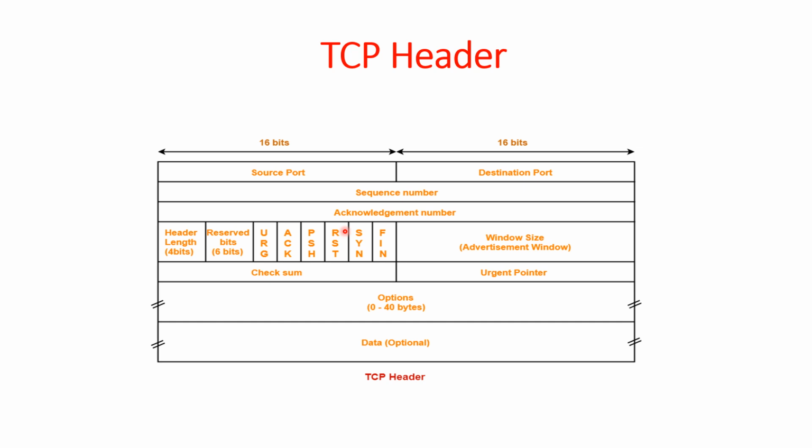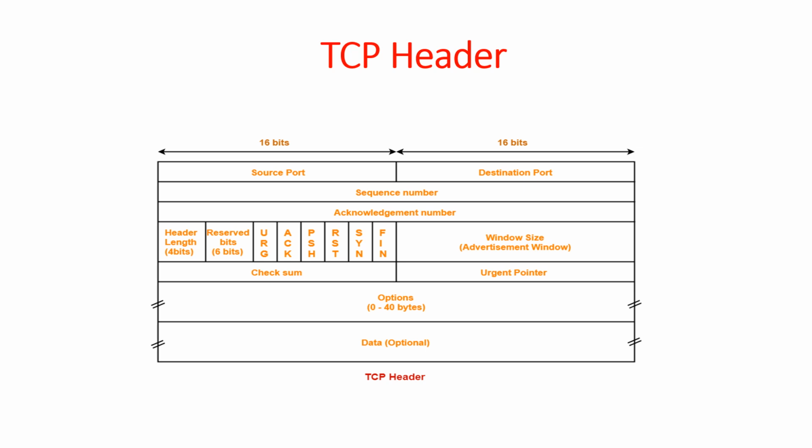Window size, 2 bytes. This field specifies the size of the sender's receive window or buffer size and indicates how much data can be sent before receiving an acknowledgement. Checksum, 2 bytes, a checksum for error checking the header and data. It helps detect any corruption that may occur during transmission.